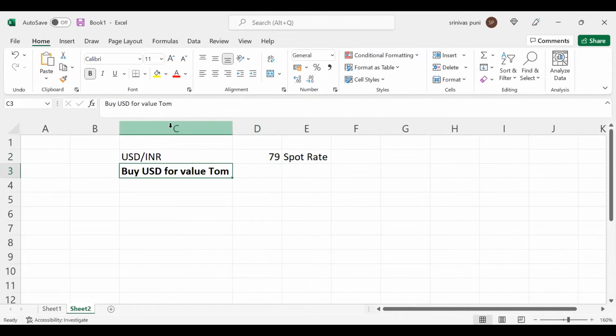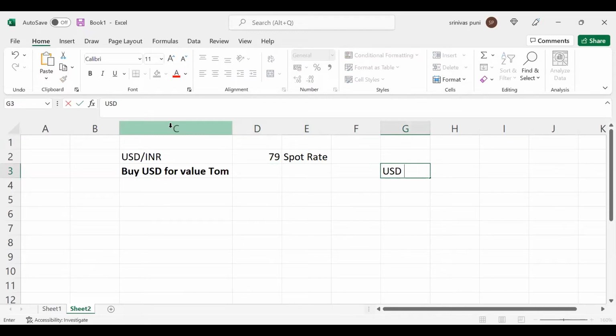Now, I will also give you this data. Let's say I'm also part of the market. I'm also a trader. I'm also a bank. Assuming that I can borrow dollars or borrow rupees, lend dollars, lend rupees, I can freely do both of them. Not a problem. I'm assuming that.